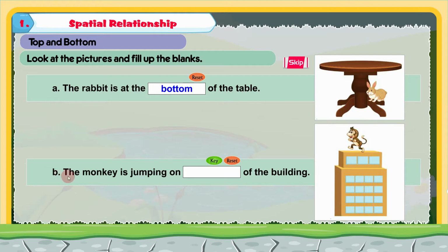Next, B. The monkey is jumping on dash of the building. In this picture we have a building and a monkey, and the monkey is on top of the building. This is the top part of the building and this is the bottom part. So where is the monkey? The monkey is on the top of the building. So we will write here top, T-O-P, top.